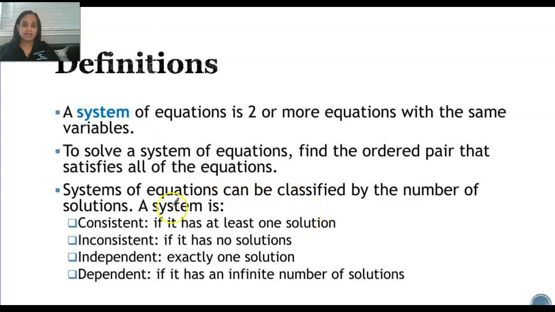Systems of equations can be classified by number of solutions. It will be consistent if it has one solution, inconsistent if it has no solutions. Independent has one solution, and dependent has an infinite number of solutions.